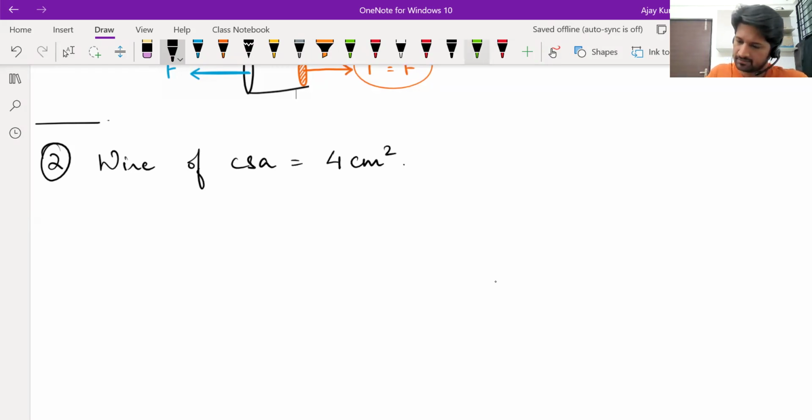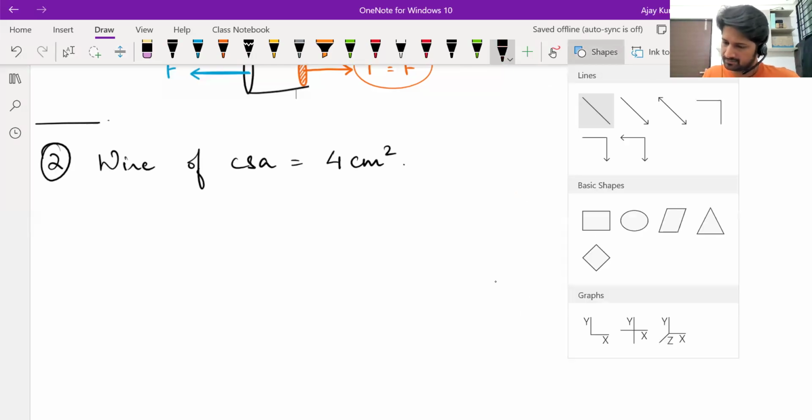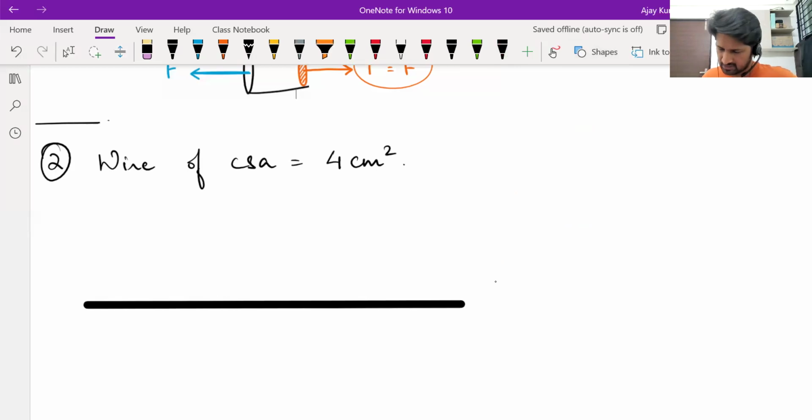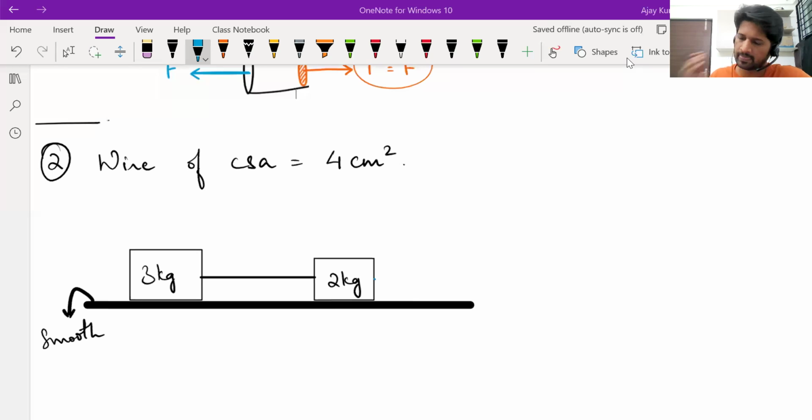And let's say that wire connects two blocks. Just a moment, I'll draw the system. So the cross-sectional area of the wire connecting the two blocks is 4 centimeter square. It's a very light wire. I mean, its mass is negligible.